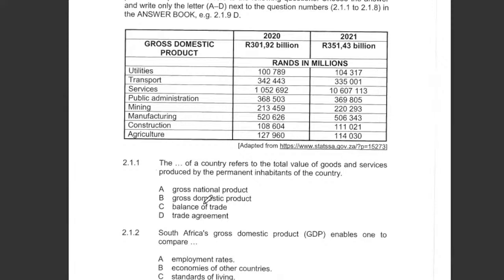So we are moving ahead to question 2. The GDP of a country refers to the total value of goods and services produced by permanent inhabitants. We're looking at those people that are permanent inhabitants, those people that stay in the country. That means I look at this one, and permanent inhabitants become the citizens, and therefore they are the nationals of the country. So the answer is A.